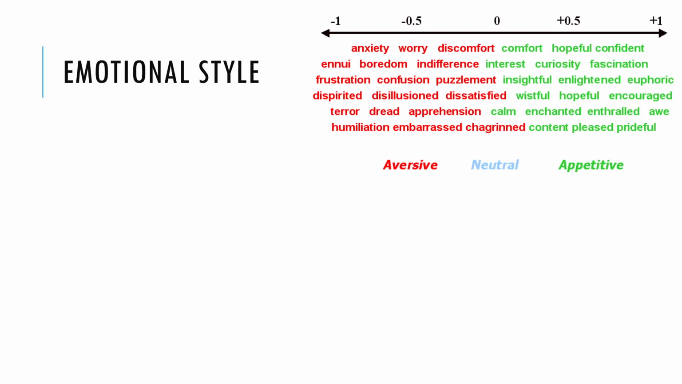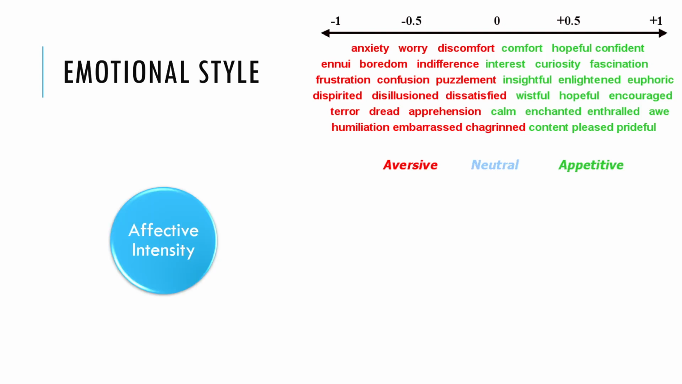One of the traits that we think might be heritable is emotional style. Here's a nice little graphic that shows you've got neutral in the middle, and then you've got these aversive things, anxiety, confusion, apprehension, all on the aversive side, like the negative moods or emotions. And on the right, they call it appetitive. These are the more pleasant kinds of experiences or emotions you might experience, like comfort and hopeful and fascination and all these kinds of things.